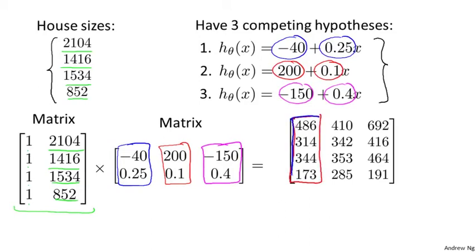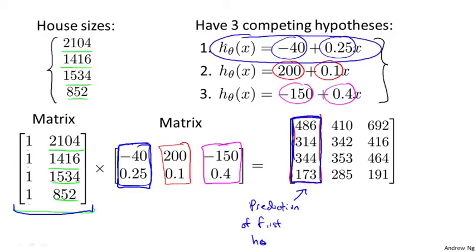And it turns out that if you multiply these two matrices, what you find is that this first column, let me draw that in blue. Well, how do you get this first column? Our procedure for matrix-matrix multiplication is, the way you get this first column is you take this matrix and you multiply it by this first column. And we saw in the previous video that this is exactly the predicted housing prices of the first hypothesis, of this first hypothesis here.